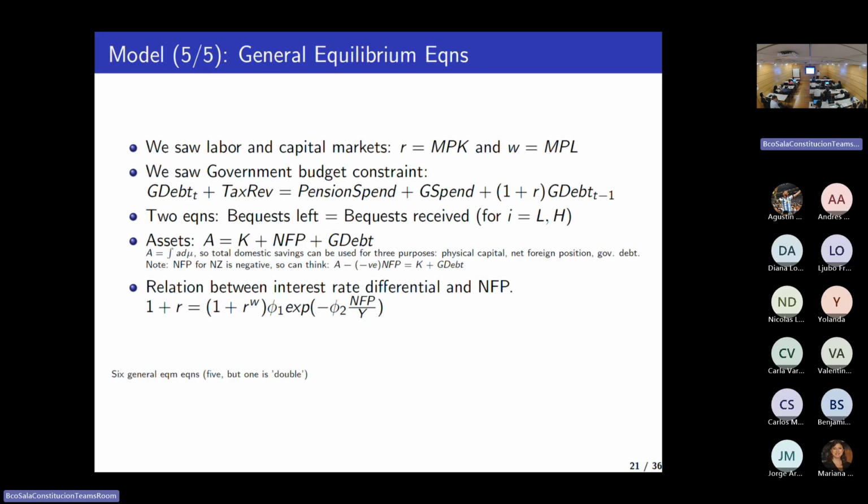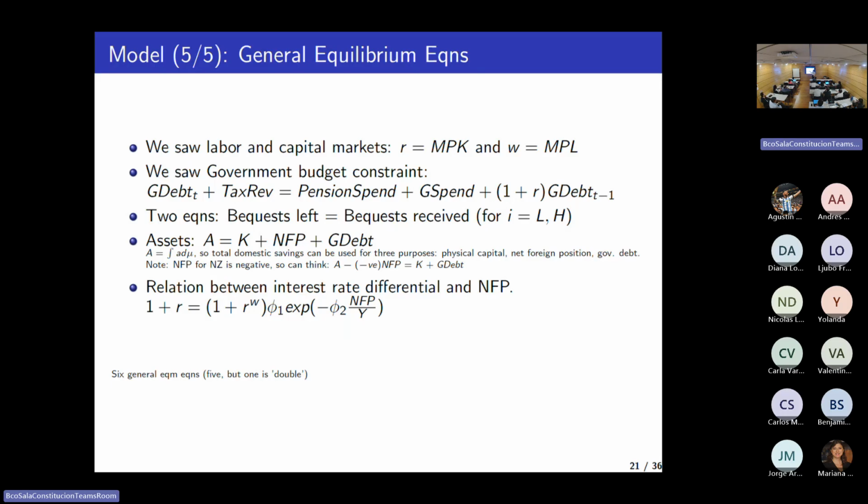And then there are a couple of other things we need for general equilibrium. We need the bequests to balance. We actually have different bequests for the high income and low income households. So assets left behind by high income households go to high income households, and the same for the low income. We don't lump them in together.